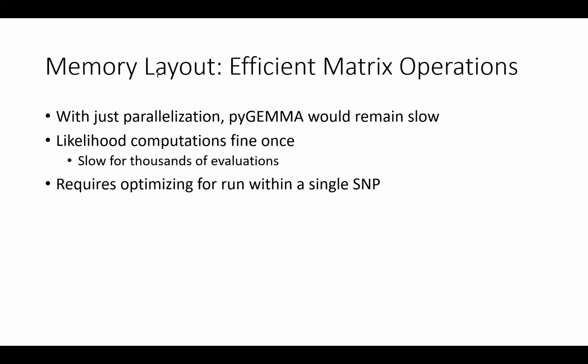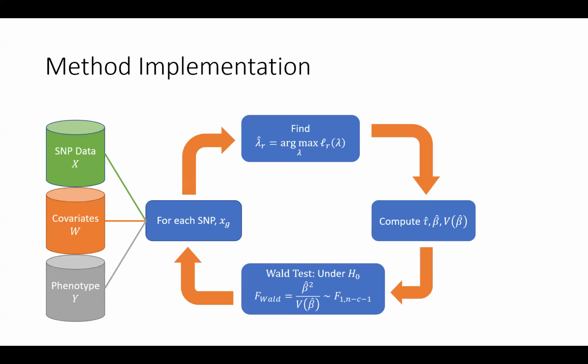Moving on, we had to optimize the memory layout because otherwise pyGEMMA would still be slow. The likelihood computations were fine when you do it one time, but we have to do this in an optimization scheme and then for millions of SNPs. So that's rather expensive. Thus, we have to figure out how to optimize within a single SNP.